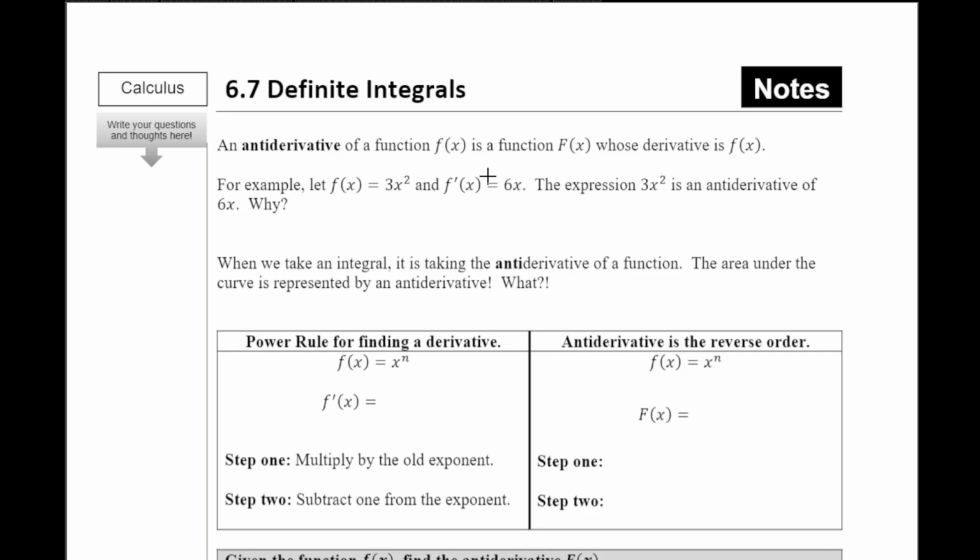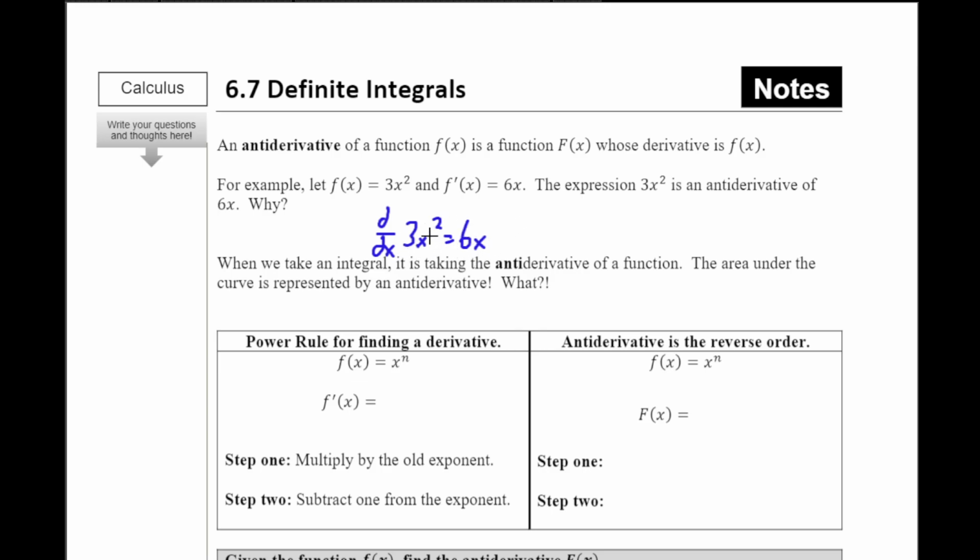An antiderivative of a function is just the opposite of the derivative. So if f of x is 3x squared and f prime of x is 6x, we say the expression 3x squared is the antiderivative of 6x. Because if you take the derivative of 3x squared, you get 6x. So the antiderivative of 6x is 3x squared.